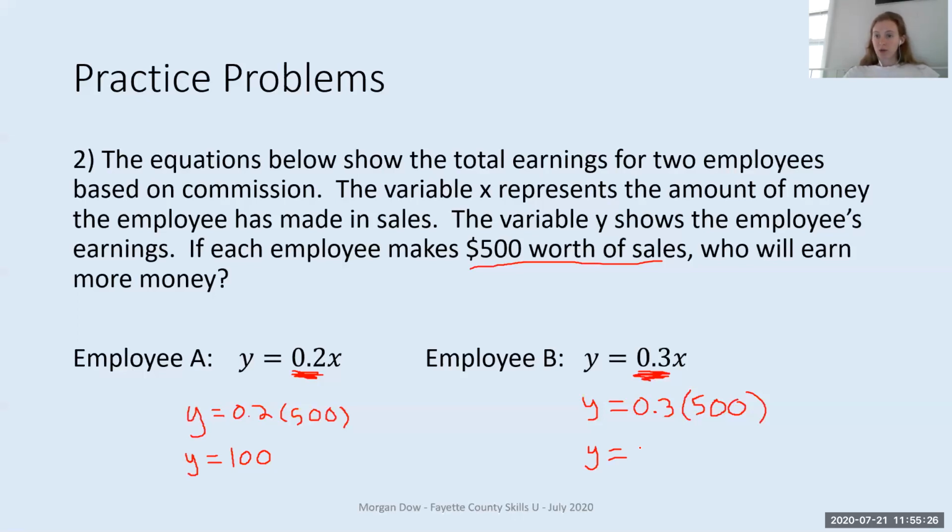So just like we had predicted with our first strategy, just comparing their percent commission, we were able to predict that employee B would be making more off of their $500 worth of sales. We see that that does in fact work out. If you take 30% of 500, employee B is going to be making $150 from those sales versus employee A only making $100. So who will earn more money? Employee B is going to earn more money.